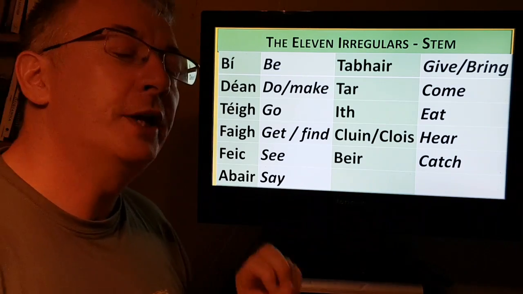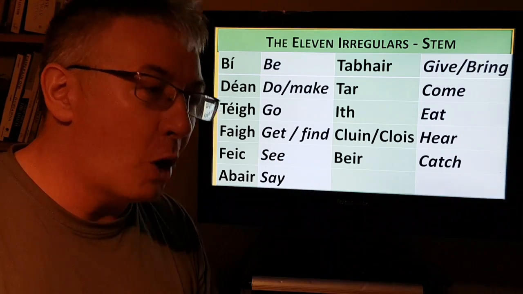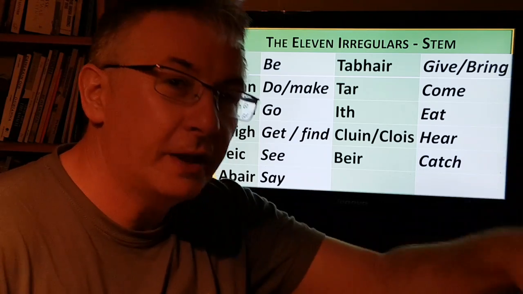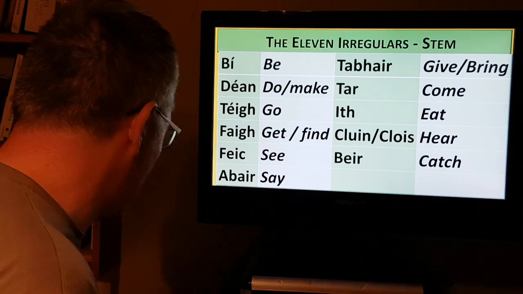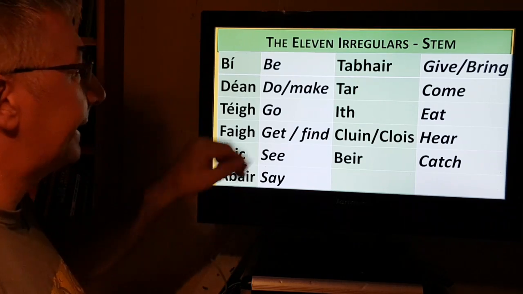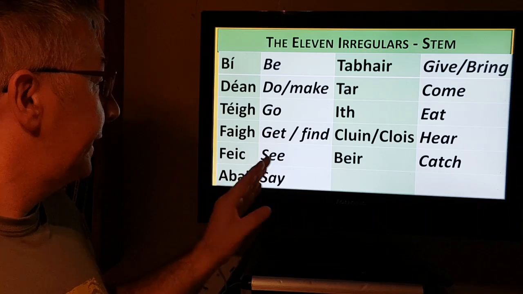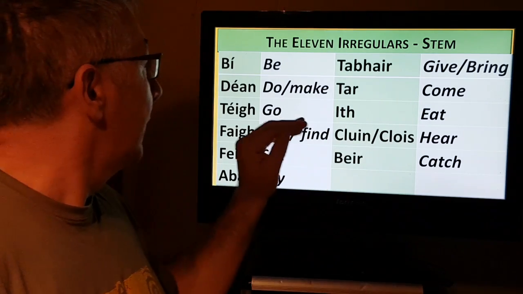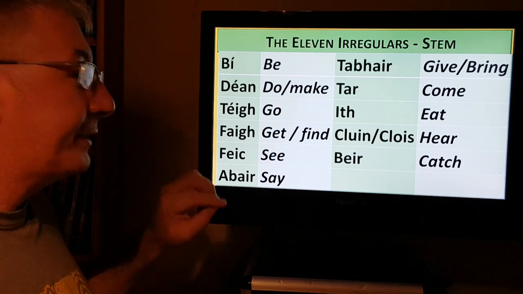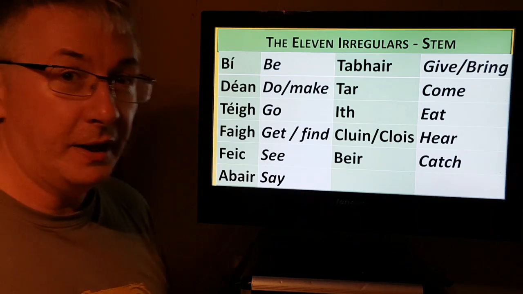I probably should have put the word in there as well, or bert, to, you normally grab a hold of something and you normally use okay. But whenever we come to work on the verb, we'll look into that. So basically that's the 11 irregular verbs: be, do, go, get, see, say, give, come, eat, hear and catch. And that's the stem of them there. That's what you would find in the dictionary if you look them up, okay? That would be your starting point, okay?